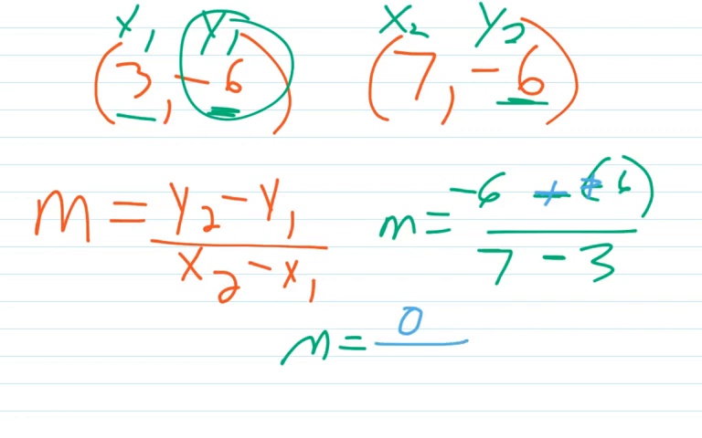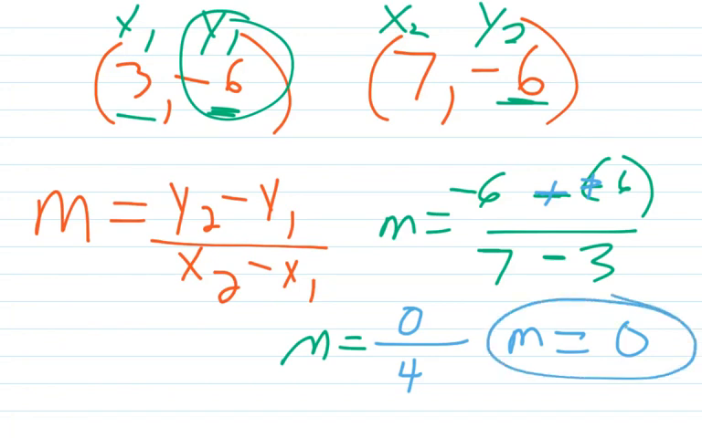It really doesn't matter what the denominator is at this point, unless it would be 0. But 7 minus 3 is 4. And with this problem, you can take 0 and divide it by any number. In mathematics, that's always 0. And what that actually means is that this is a horizontal line. So anytime you get a slope of 0, that means that these points would connect to form a horizontal line. And horizontal lines always have a slope of 0.